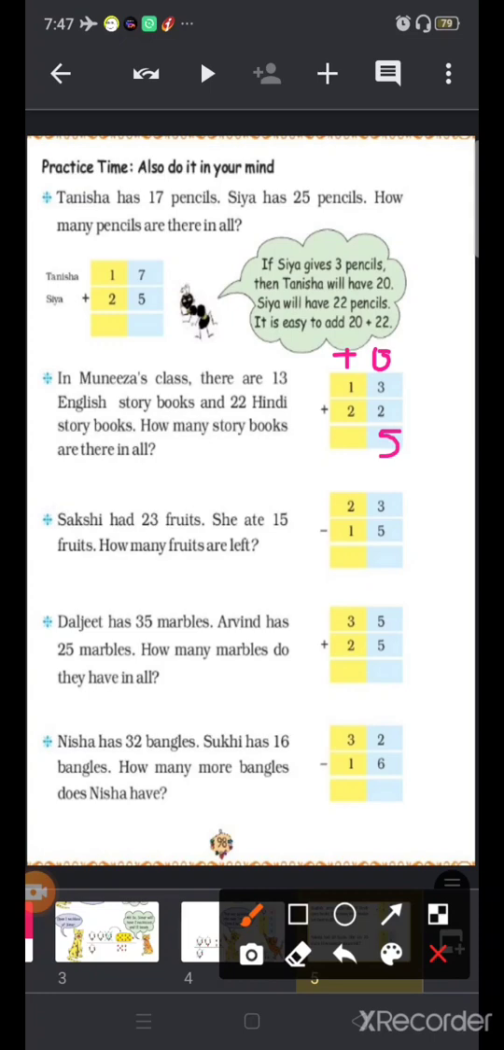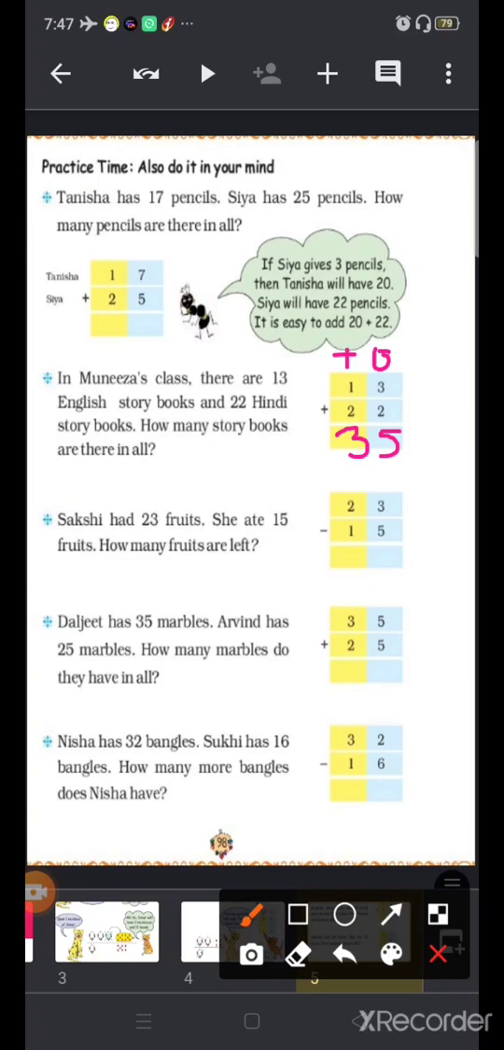Now we'll add the tens place. 1 plus 2. Take out your 1 finger and now take out your 2 fingers. How many fingers are there now? 3 fingers. So what will you write? 3. So how many storybooks are there in all? 35. Isn't it? Okay. Now move on.